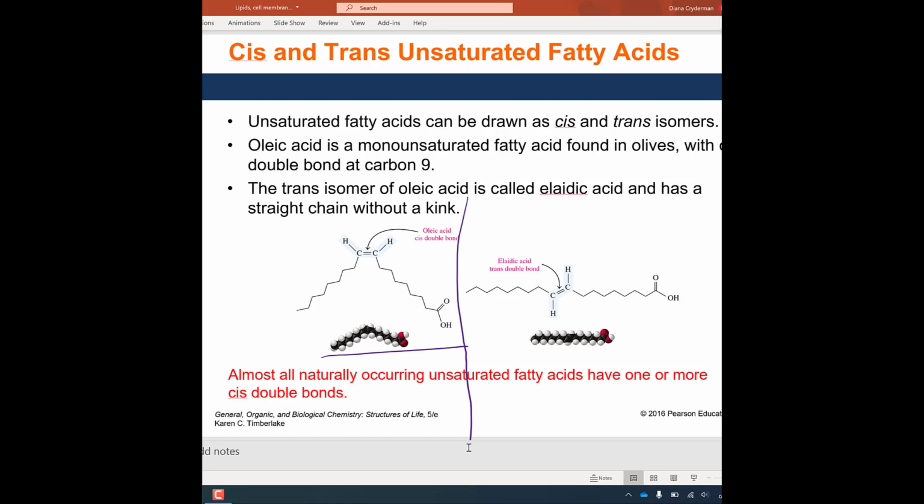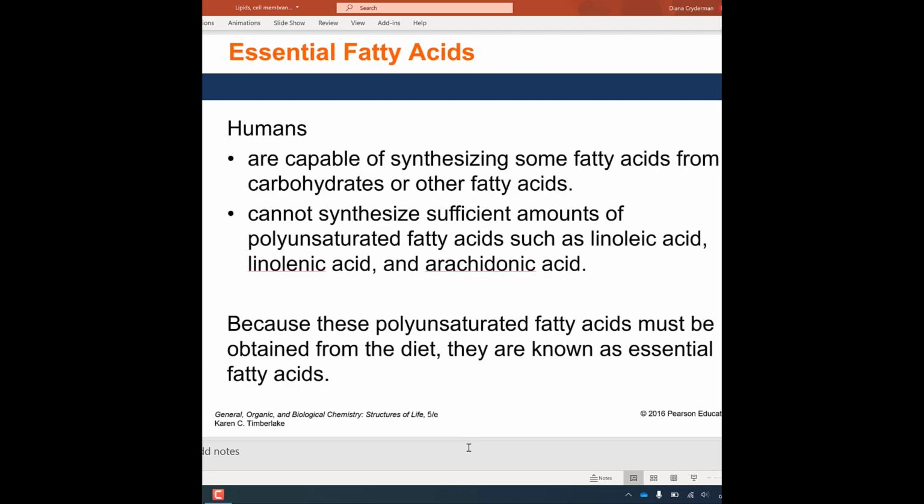And this actually plays a role. So we're going to come back to this in terms of what it looks like for health and how it can stack and things like that. But keep in mind, cis has kind of kinks, and trans is kind of straight. And think of that in terms of what it might mean for stacking, especially when you might have more than one double bond.